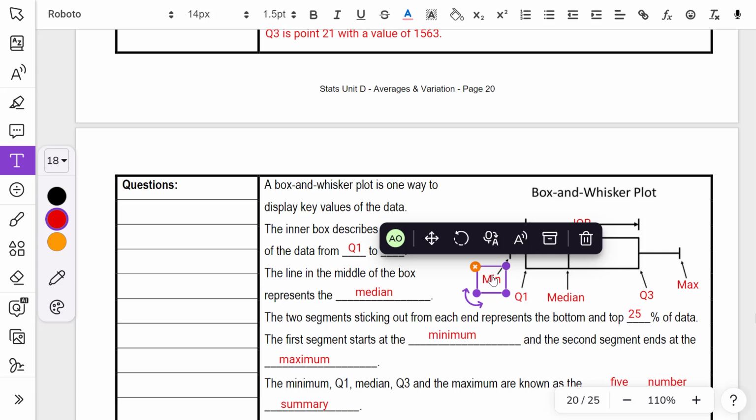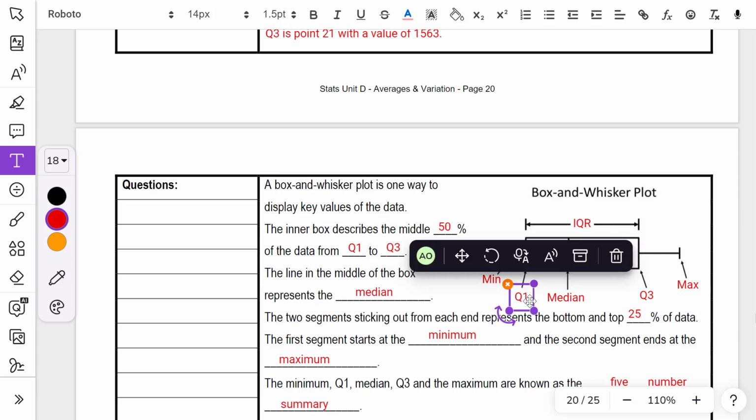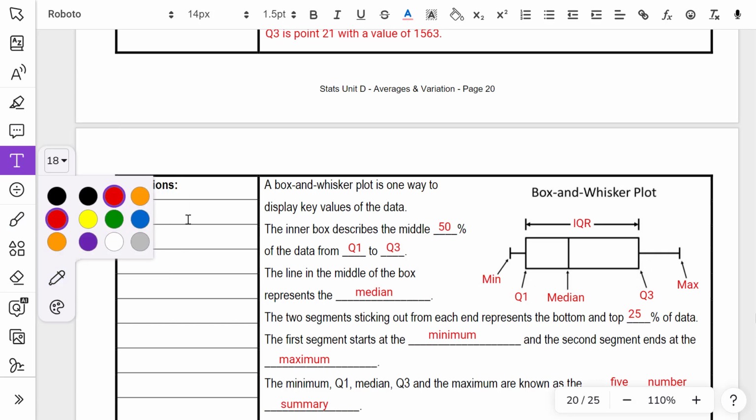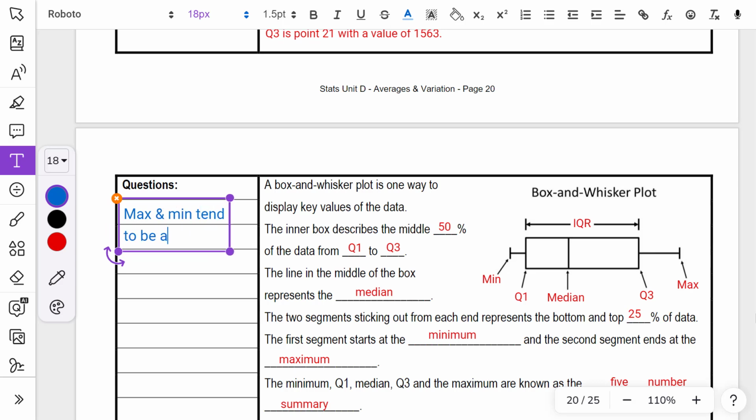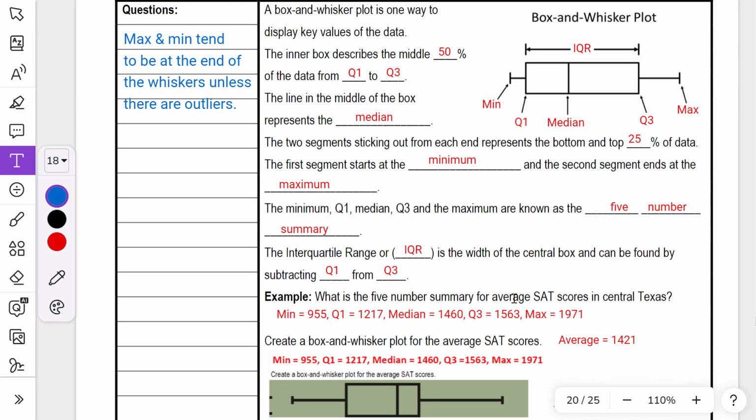The low end of the whisker tends to be the minimum unless you have outliers. So I should probably add a note there. Let me add a note while we're thinking. The max and min tend to be at the end of the whiskers unless there are outliers, and those become your maxes and mins. That's probably a good thing to add because that's one of the common mistakes that happens.